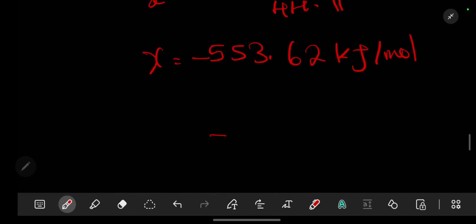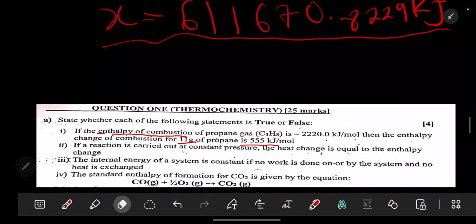Even if it was giving us 555 kilojoules per mole, it is still not true, because one is positive and the other one is negative. So we can say that this is the enthalpy change of combustion of propane. So this one is false.